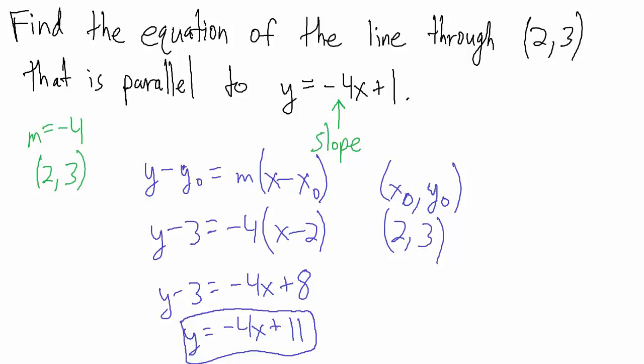So y equals negative 4x plus 11 is the equation of the line that goes through the point (2, 3), which you can verify by plugging 2 in for x. Negative 4 times 2 is negative 8. Negative 8 plus 11 is 3, so we do get 3 as a y-coordinate. And the line is also parallel to y equals negative 4x plus 1, and we can verify that by seeing that they do indeed have the same slope, negative 4 and negative 4.